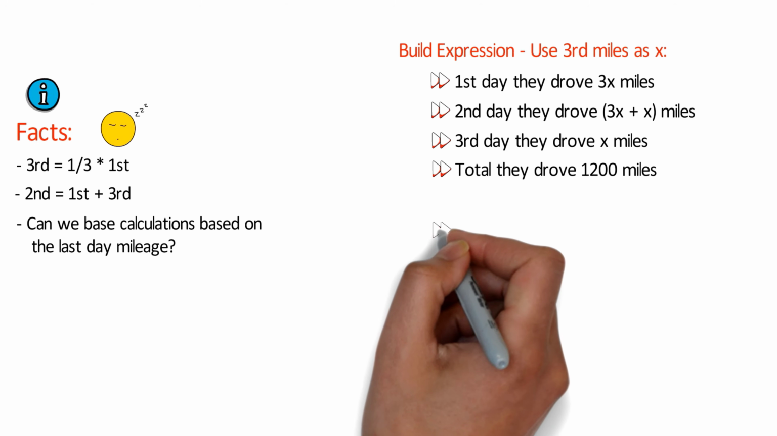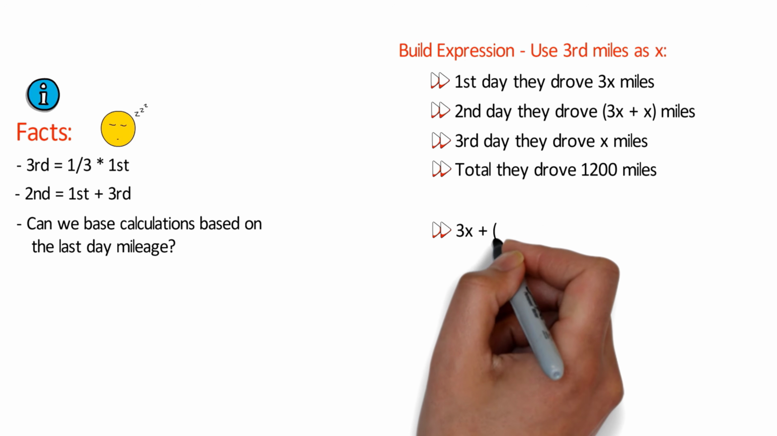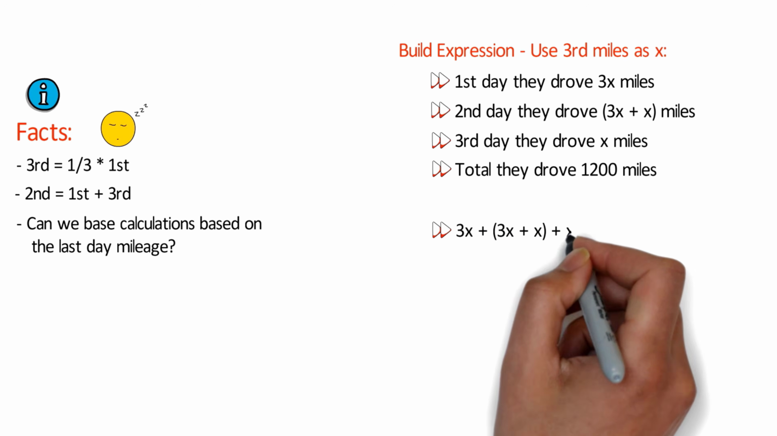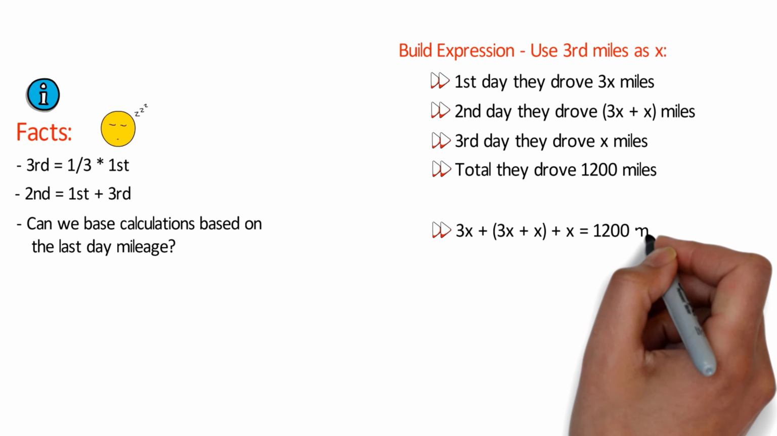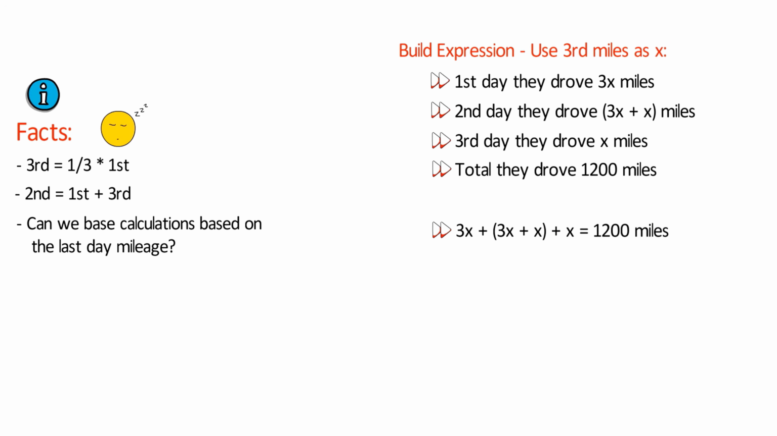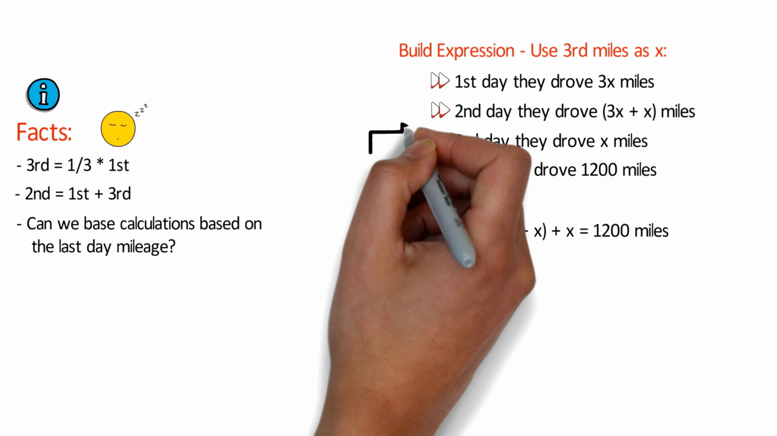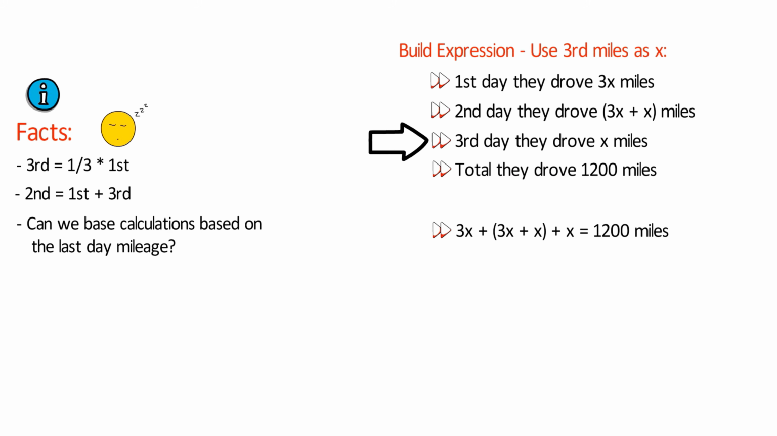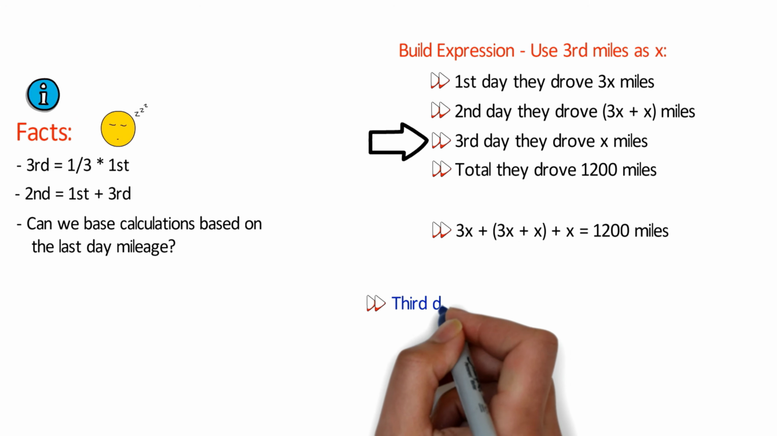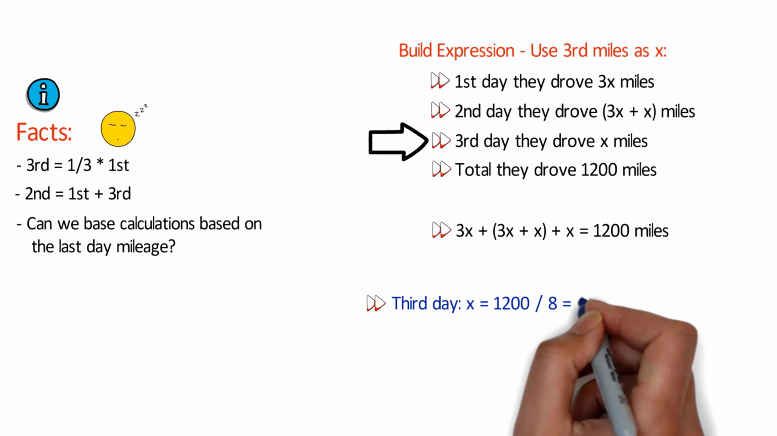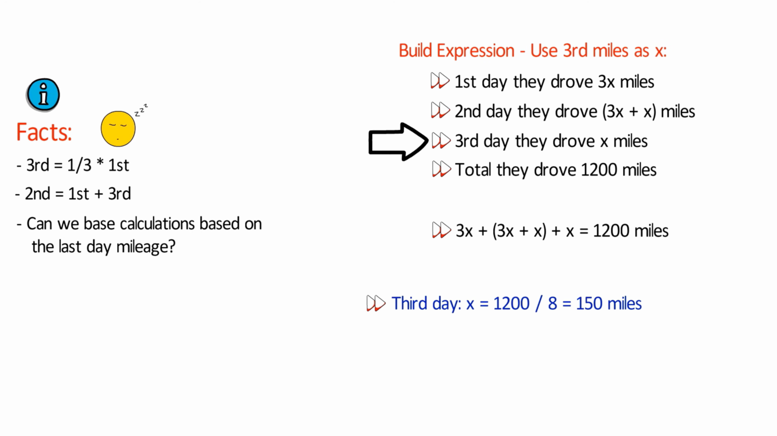So now we can build an expression: 3x in parentheses, 3x plus x, and then plus additional x equals 1,200 miles. Let's do the calculation for x, which also represents the third day. X equals 1,200 divided by 8, which is 150 miles. And this is how many miles they drove on the third day.